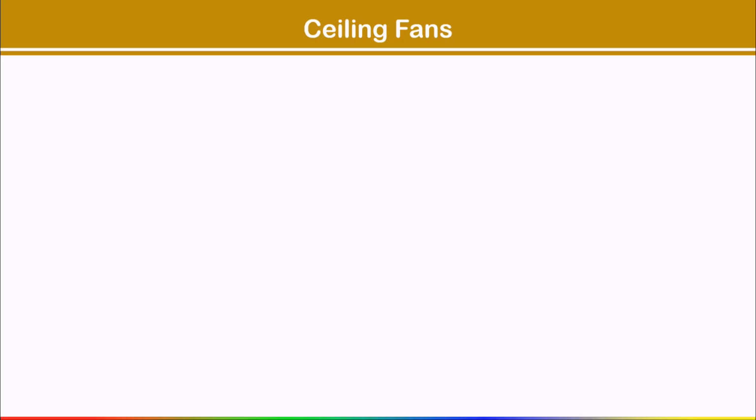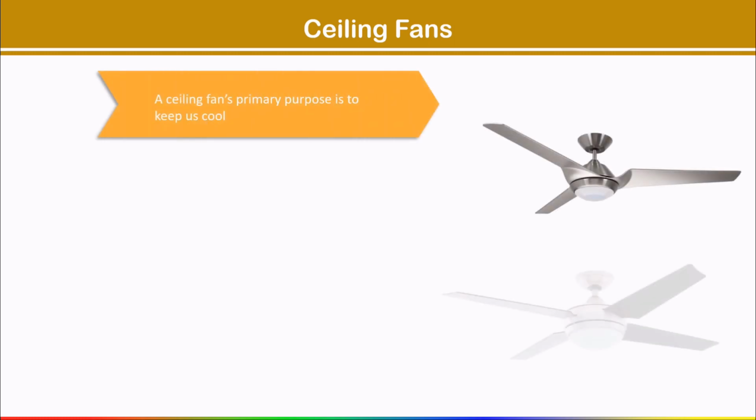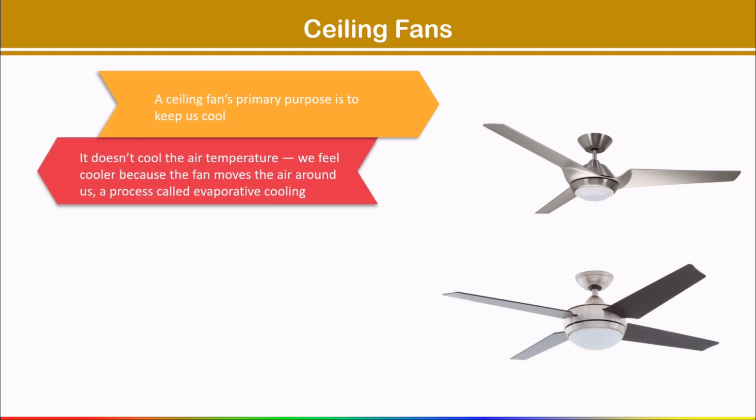Now the first topic is ceiling fan. What is the main purpose of a ceiling fan? A ceiling fan's primary purpose is to keep us cool. It does not cool the air temperature. Remember, this point is very important: a ceiling fan does not cool the air temperature. We feel cooler because the fan moves the air around us, a process called evaporative cooling.